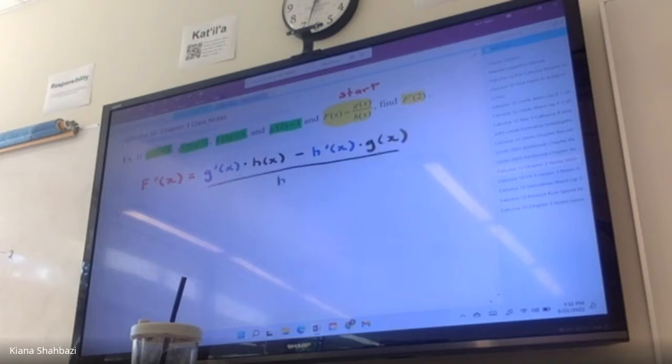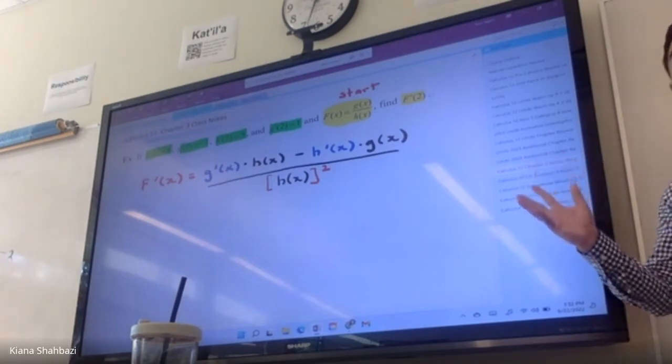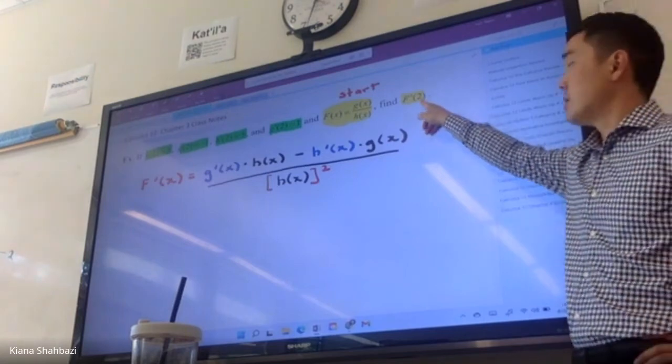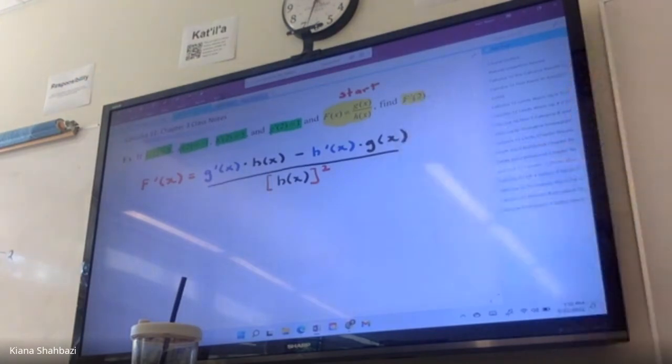So h of x. Now put these square brackets around that, and we square it. So there you go. There's the derivative, and this expression looks very similar to what you would see on your formula sheet. And then we don't simplify, right? No. We change all the x's to 2, and then we plug in stuff, which is the next best thing to do. So f prime of 2.